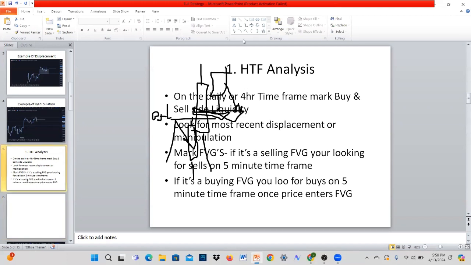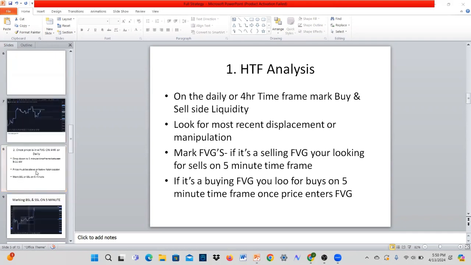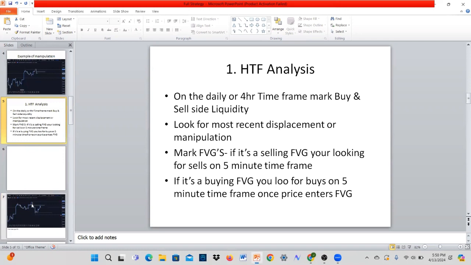So once I get price to get in that 4-hour fair value gap, then I'm dropping down to a lower time frame and sticking to that bias. So if it's a buying fair value gap, I'm looking for buys on a 5-minute time frame, and I'll go over my entry setup for that as we continue.